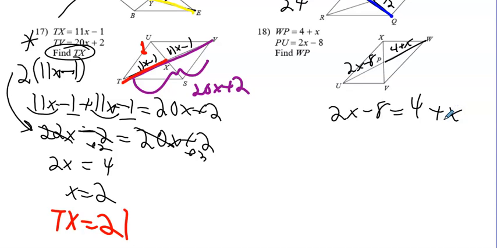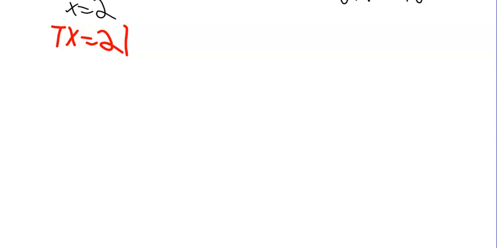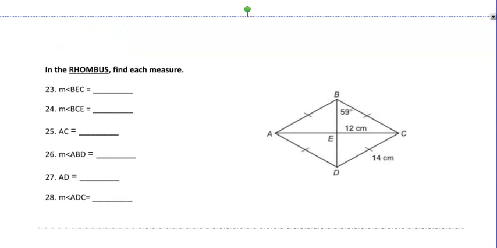So I'm going to subtract x from both sides and add 8 to both sides. X is 12. But that's not what it's asking me for. It's asking me to find WP. So I need to plug a 12 in right there and find out that WP is equal to 16. Okay, moving on. Next page. My next page, yours is on the same page.